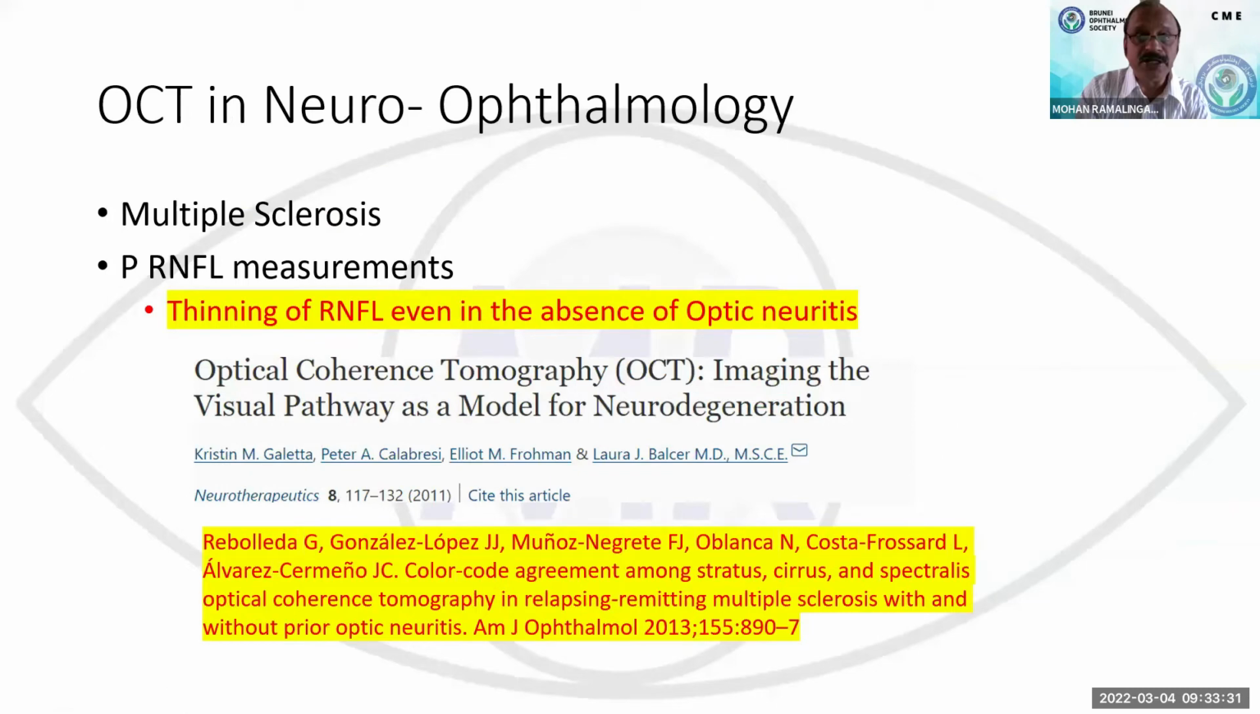Now, OCT in neuro-ophthalmology, the evidence-based approach. Multiple sclerosis is a common disease that we encounter both in ophthalmology as well as in neurology practice. These are all the evidence-based findings available right now. The thinning of retinal fibers is seen even in the absence of optic neuritis. This is a very, very important marker. So you don't need to have optic neuritis, but even thinning of retinal nerve fiber layer measurements is important in multiple sclerosis.